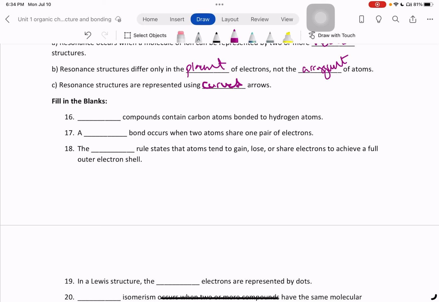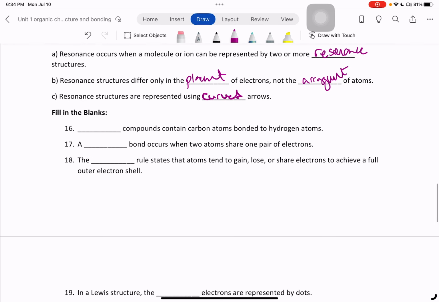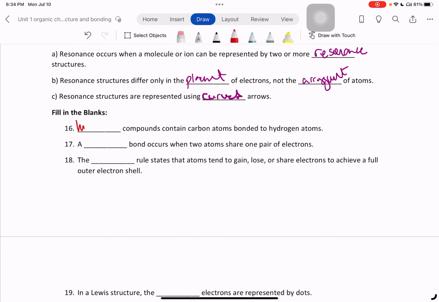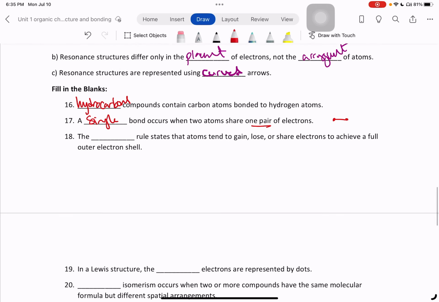Okay, so the first one: what compounds contain carbon atoms bonded to hydrogen atoms? Well, these are called hydrocarbons, right? 17. A what bond occurs when two atoms share one pair of electrons? One pair of electrons, so that's a single bond. All right, 18. The what rule states that atoms tend to gain, lose, or share electrons to achieve a full outer electron shell? Well, that's the octet rule. Octet means 8, so that's the 8 to achieve a full octet.